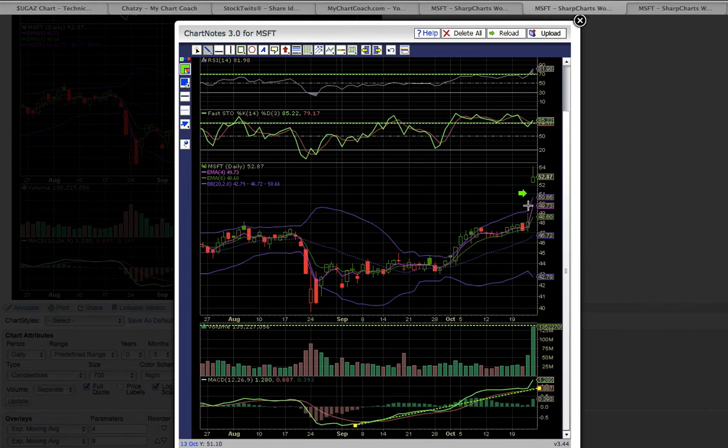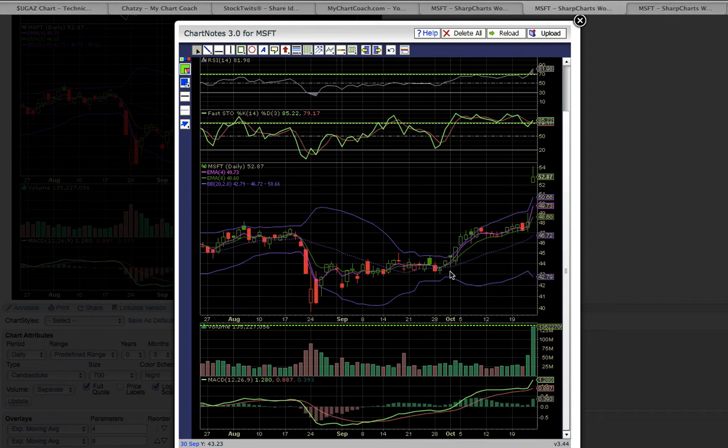For support and resistance levels, the first support level is going to be right here at the upper Bollinger Band. That's at 50.66. That'll be the first level of support, and the next level is going to be down here at the EMA4. That will be the second key level of support at 49.73, and then the next one will be 48.60, EMA8.